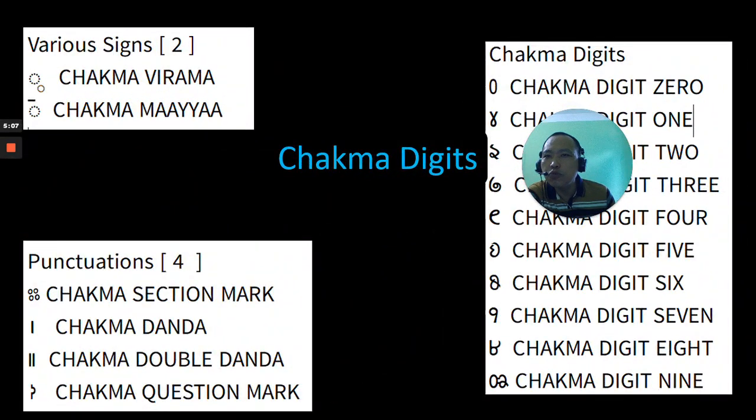Barrier sign 2, this is the Chakma Biram, and this is Chakma Majja. Majja is a vowel killer, and Birama is used for cluster conjunct letters. Punctuation 4, Chakma section mark, full sinno, Chakma danda, Chakma double danda, and question mark. Chakma digit 1 0 1 2 3 4 5 6 7 8 9.